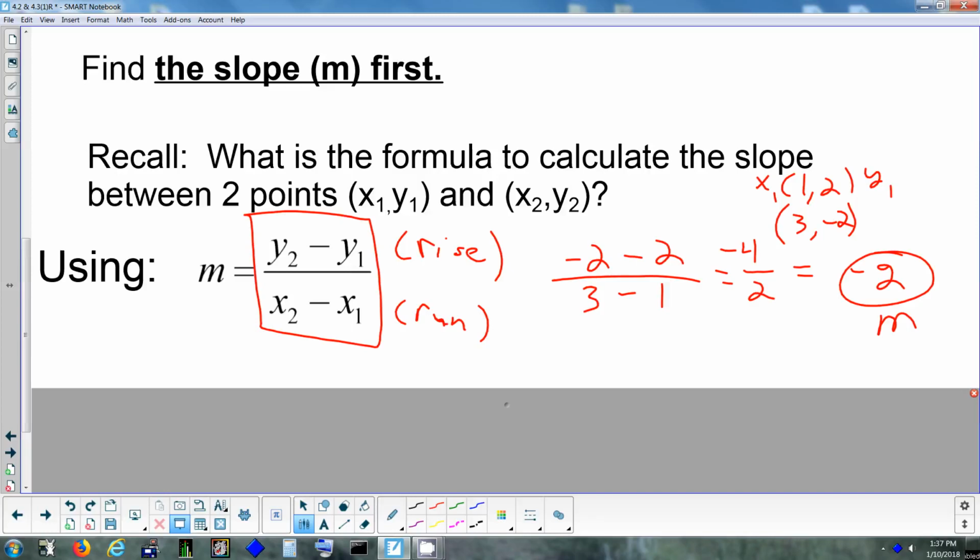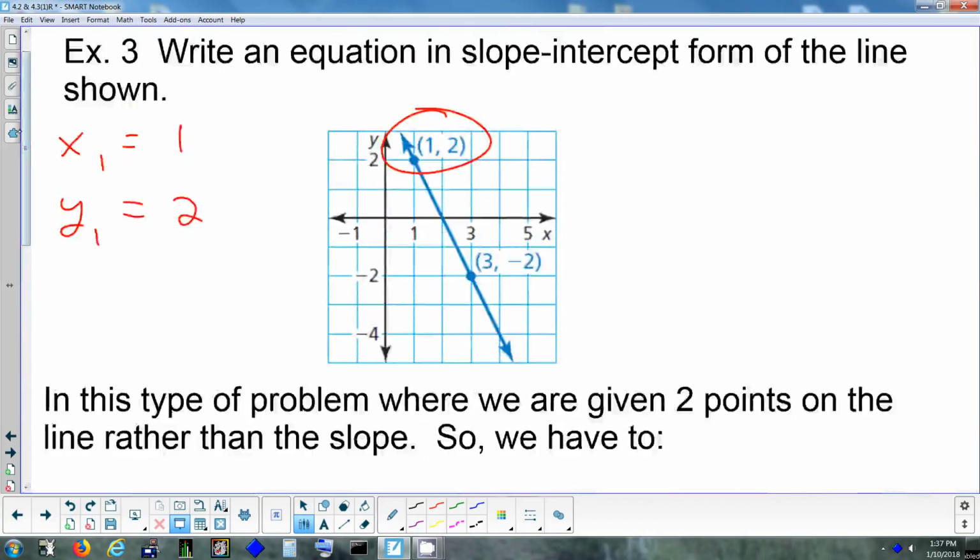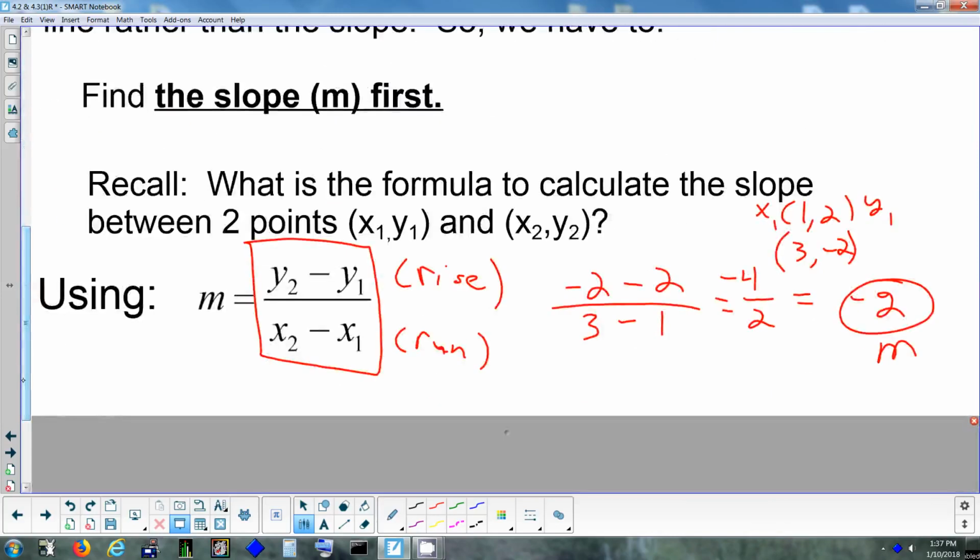Yeah. We need the X1 and the Y1. What did we do? We did that right here. There's your X1. There's your Y1. There's your slope. Now write it into the formula.